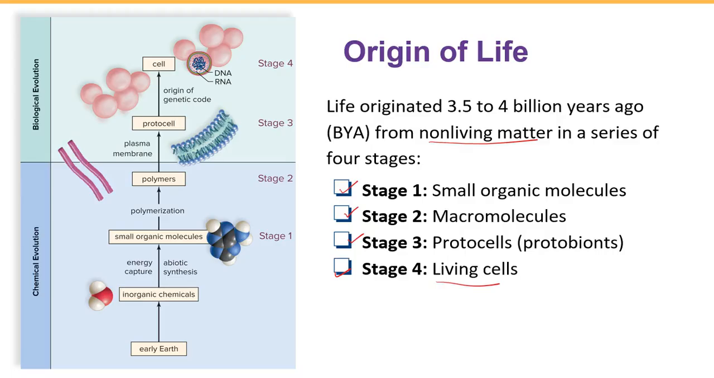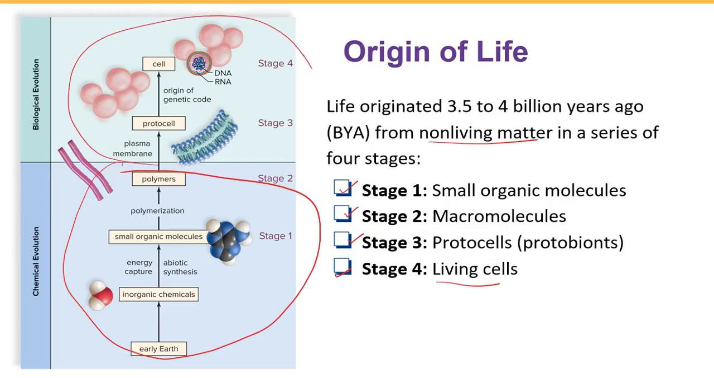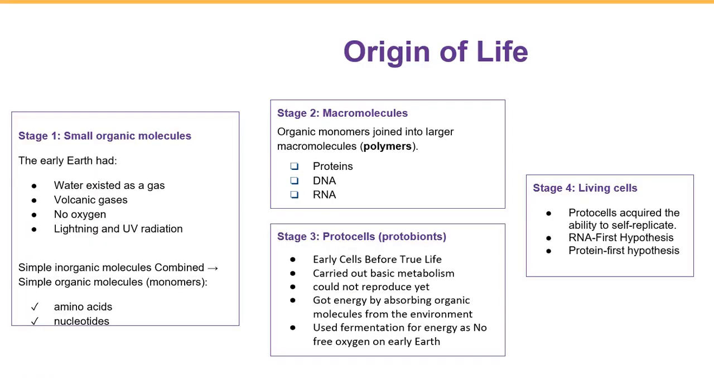So as you can see in this picture, through chemical evolution, stages 1 and 2 happen, and then through biological evolution, stages 3 and 4 happen. Okay, so stage 1, formation of organic molecules. About 4 billion years ago, early Earth looked very different than right now.